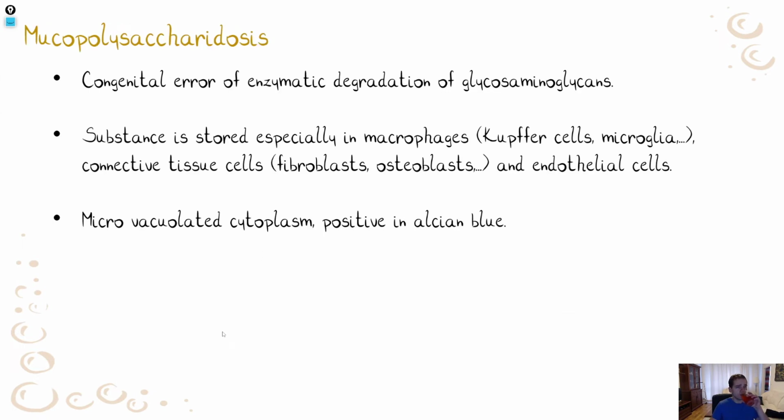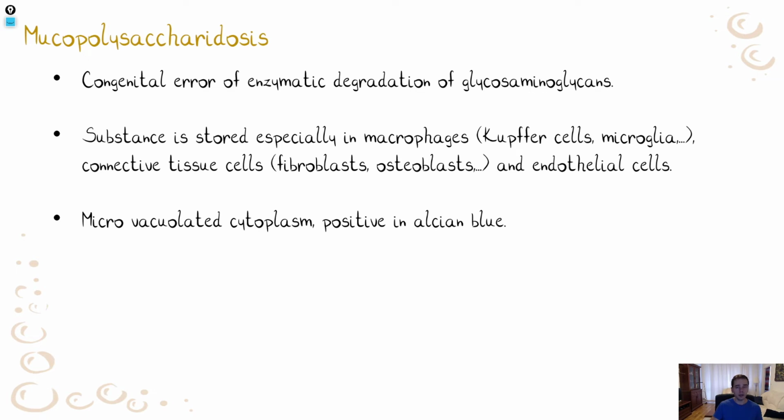Mucopolysaccharidosis. Mucopolysaccharidosis is a group of diseases, inborn errors of metabolism of glycosaminoglycans. So mucopolysaccharidosis is caused by congenital error of enzymatic degradation of glycosaminoglycans.